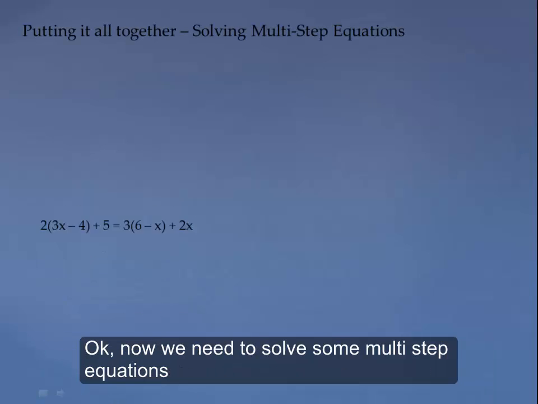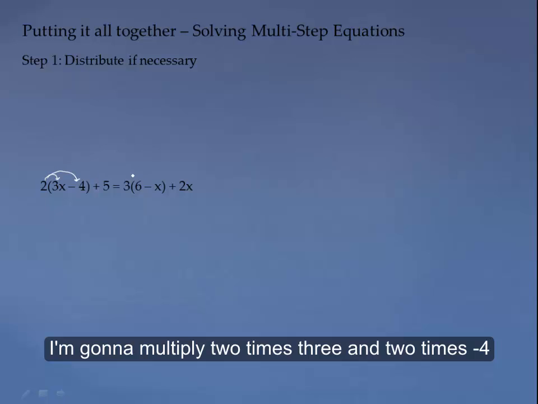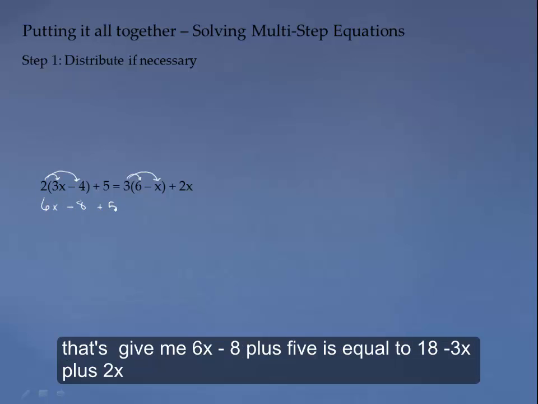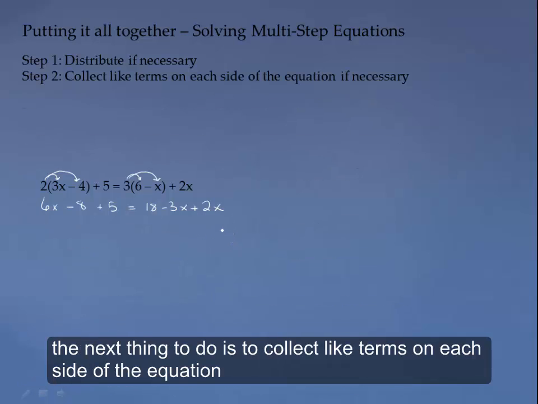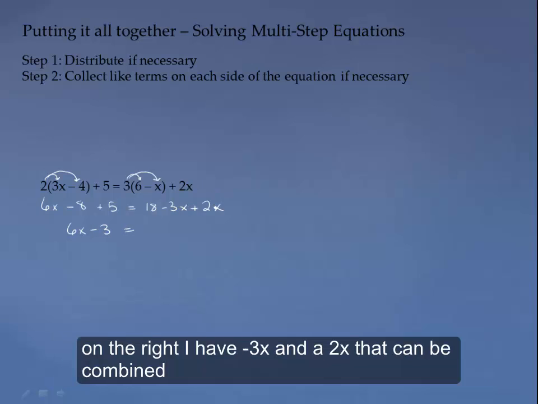Okay, now we need to solve some multi-step equations. The first thing we want to do is distribute. I'm going to multiply 2 times 3x and 2 times negative 4, 3 times 6, and 3 times negative x. That'll give me 6x minus 8 plus 5 is equal to 18 minus 3x plus 2x. The next thing to do is to collect like terms on each side of the equation. On the left, I have a negative 8 and a 5 that can be combined. On the right, I have a negative 3x and a 2x that can be combined.